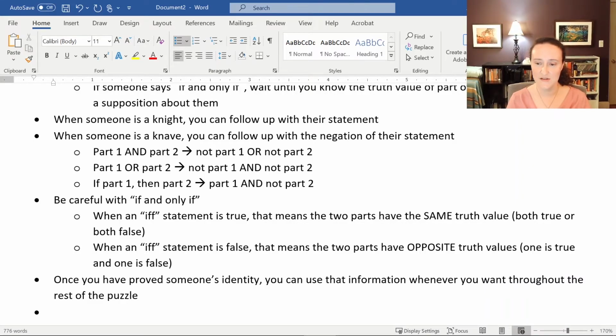Finally, another way to solve these that is sometimes useful, as you saw in the last example, is if you have enough information to evaluate someone's statement as being false, then that means they have to be a knave. And if you have enough information to evaluate their statement as being true, then they must be a knight. So sometimes you can get their identities that way.